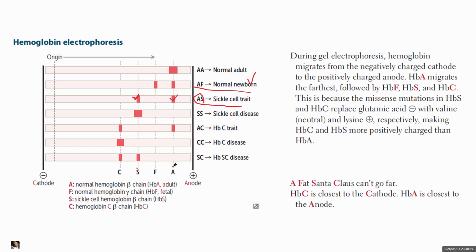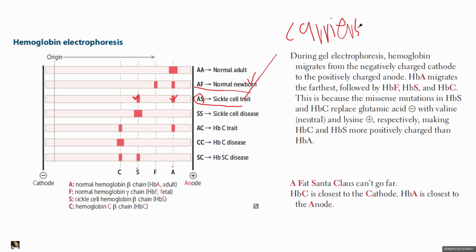This is important because these people are usually carriers. They usually do not have full-blown sickle cell disease, although under certain conditions they may have complications. So the key interpretation is that A plus S is the sickle cell trait, and they are still carriers, not the disease.